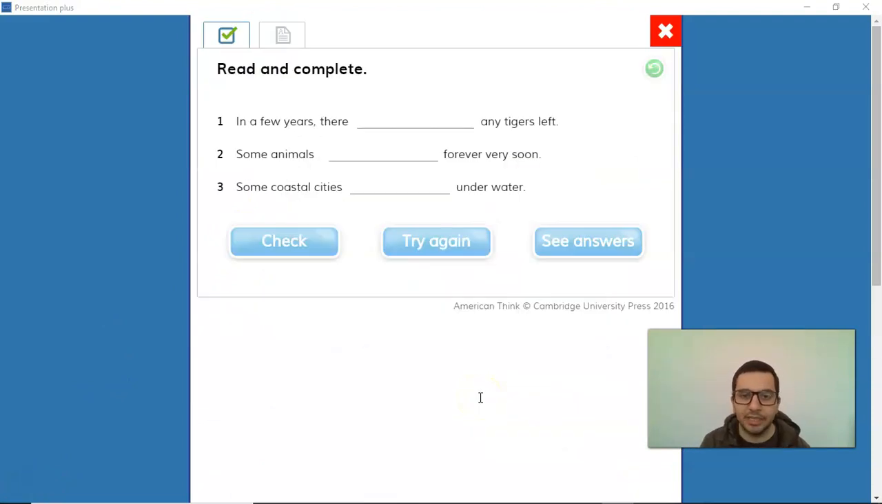Alright guys, that's a simple one, and we just needed to check the sentences on the previous page. So, in a few years, there might not be. Number 2, some animals may be gone, will end up. Okay?